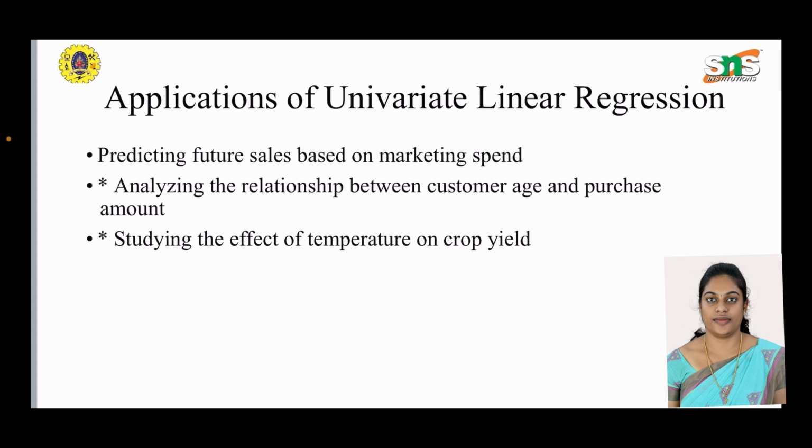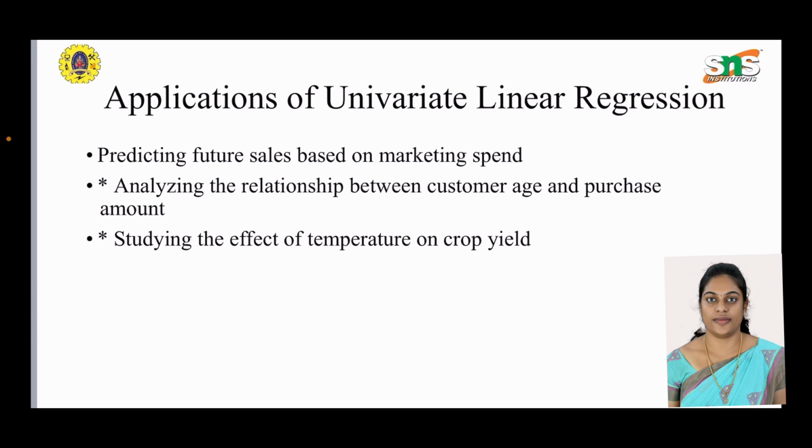And in finance and economics, univariate linear regression is used in stock price prediction. For the short term, not for long term investment. For short term investment, it is used in stock price prediction. Loan default risk assessment. And also in demand forecasting, predicting future demand for a product based on factors like historical sales data or economic indicators. And also in healthcare and medicine, univariate linear regression is used to analyze the relationship between medication dosage and patient recovery rate to determine the optimal dosage.